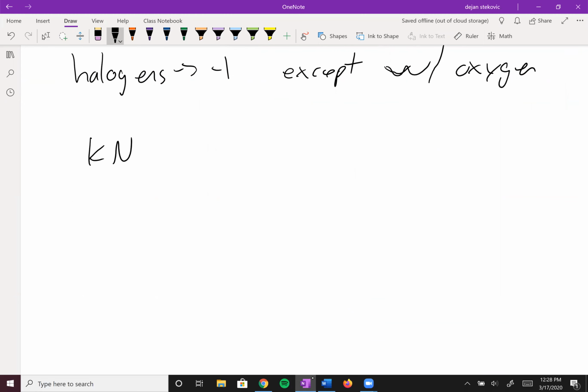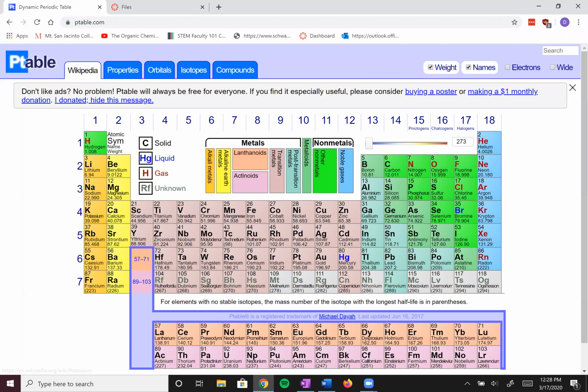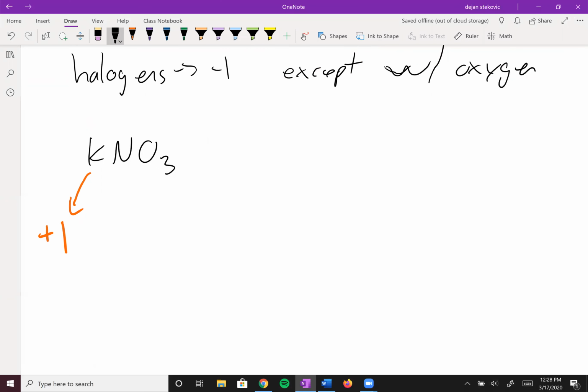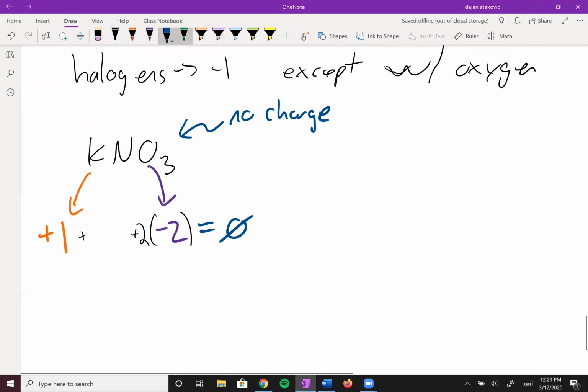So for example, KNO3. We know potassium is a group 1 metal, so it's going to be +1. We know oxygen is always -2. And then we know there's no charge here, so these all must sum to 0. We have 3 oxygens. The last thing we have to solve for is what is nitrogen? If you solve here, nitrogen ends up being +3, right? 1 + 3 - 4 is equal to 0.